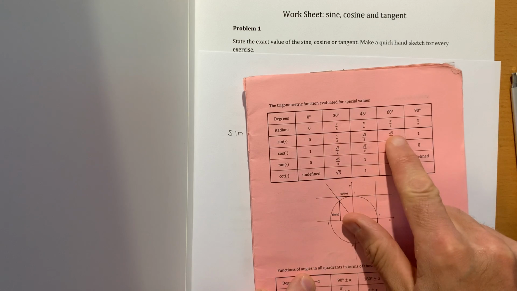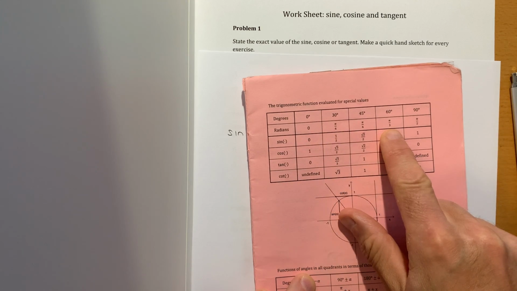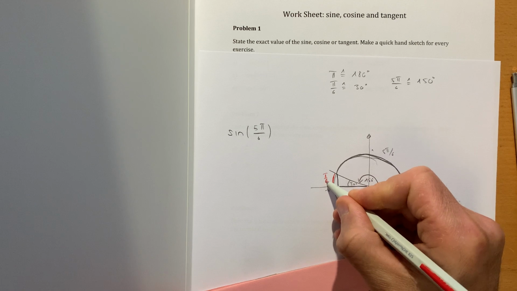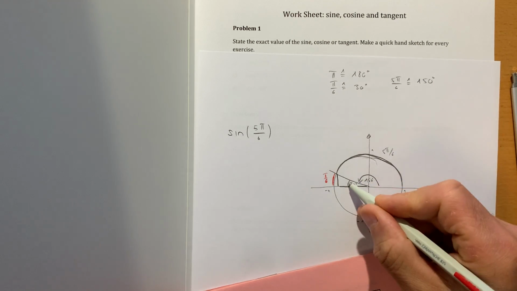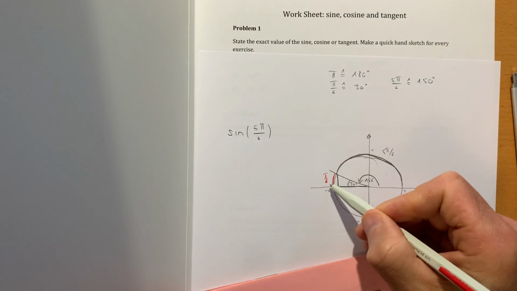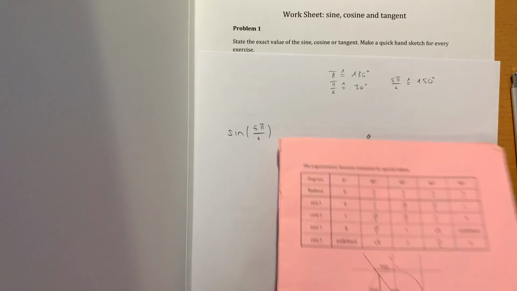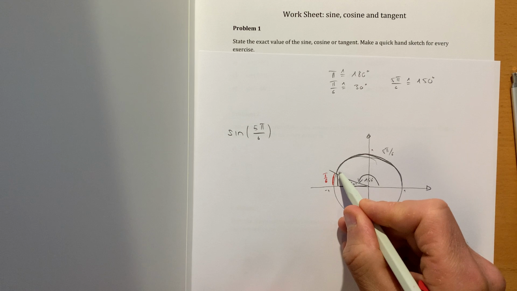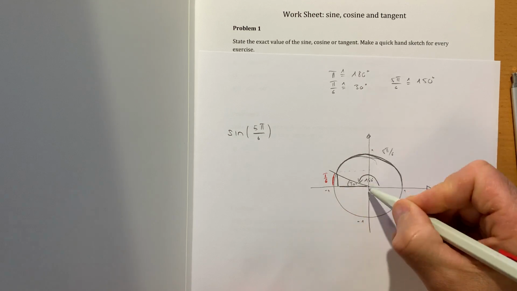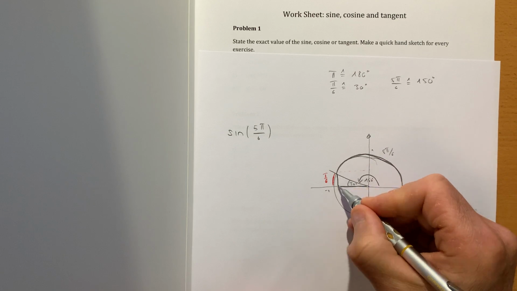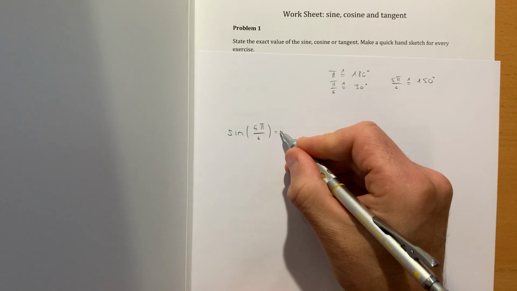Sine of pi thirds is, no, sorry, pi over 6. Sorry, that's why I was confused. This is pi over 6, 30 degrees. So sine of pi over 6 is 1/2. That's about right. So the sine value is 1/2.